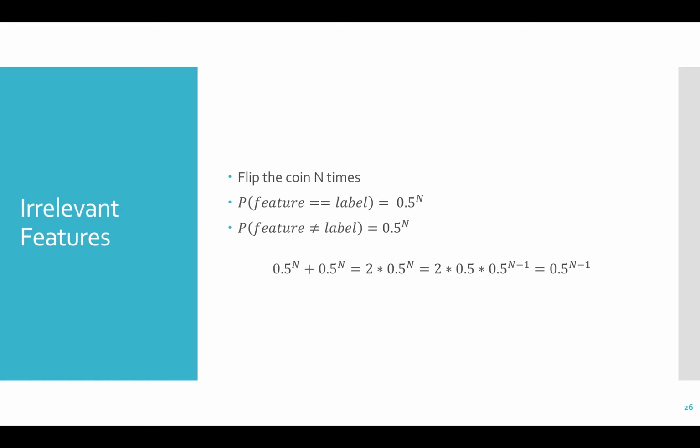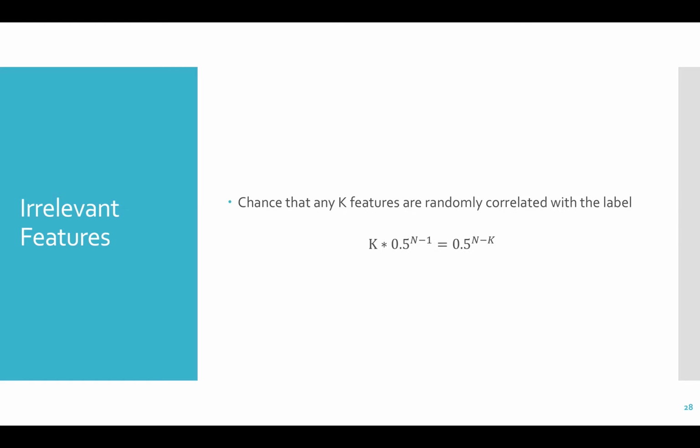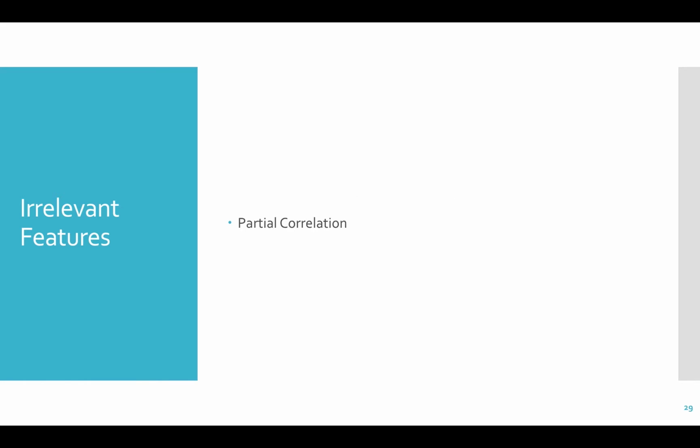So this is good, right? Not really, since we care about any feature being correlated with the label by chance, not just this one feature. The chance that either of 2 irrelevant features correlate with the label is this, 2 times 0.5 to the n minus 1, which ends up being 0.5 to the n minus 2. If we end up having k irrelevant features, then the probability that any one of them perfectly correlates the label is 0.5 to the n minus k. But this actually gets worse. Irrelevant features can be bad even if they're only partially correlated with the label.